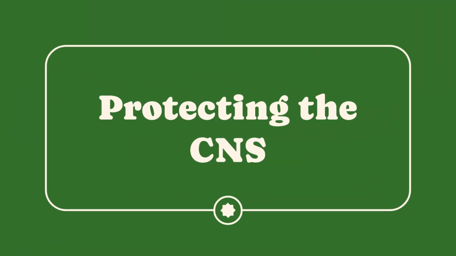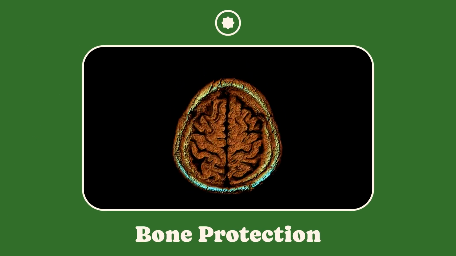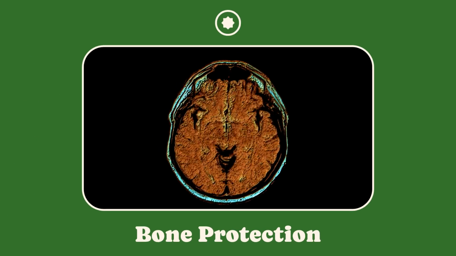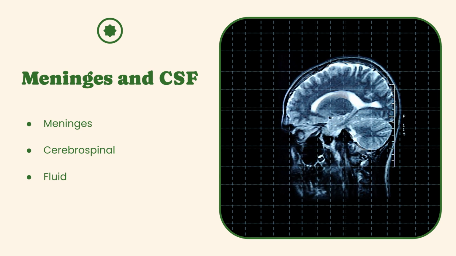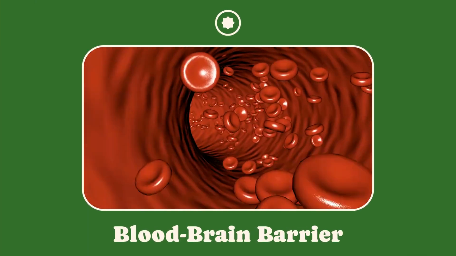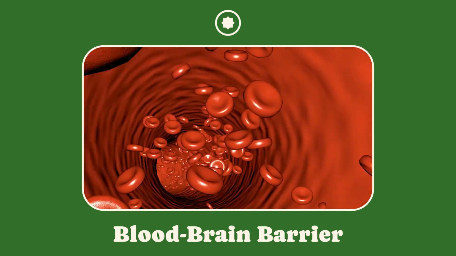The brain and spinal cord are incredibly delicate and require multiple layers of protection. The primary protection comes from bone, specifically the skull and the vertebral column housing the spinal cord. Additional layers include the meninges, 3 protective membranes, and cerebrospinal fluid, which acts as a shock absorber. Finally, the highly selective blood-brain barrier prevents harmful substances from the blood entering the delicate brain tissue.